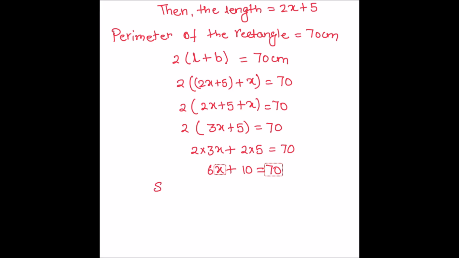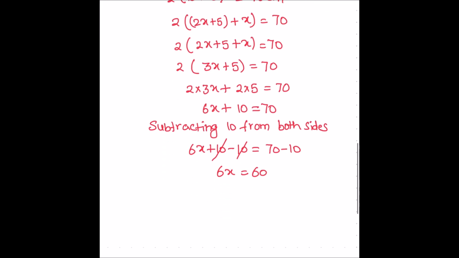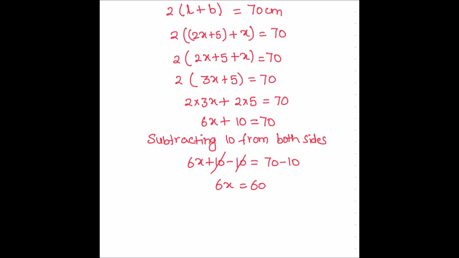So subtracting 10 from both sides. This is 6x plus 10 minus 10 equals 70 minus 10. So this will be 6x equals 70 minus 10 is 60. 6x equals 60. Now to find the value of x, we'll divide both sides by 6.